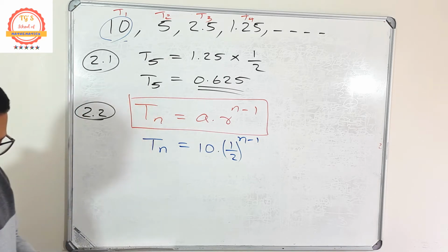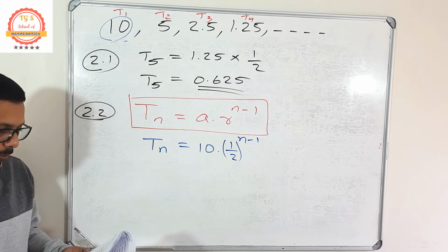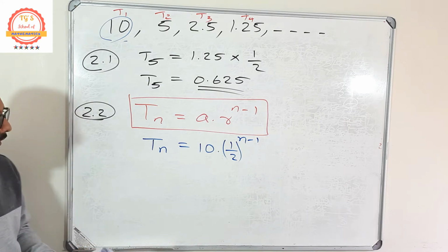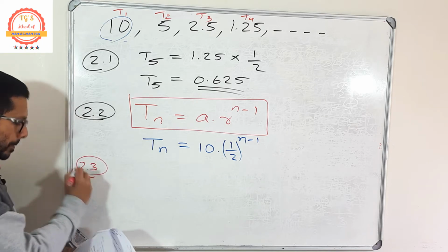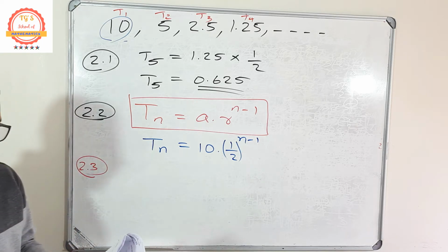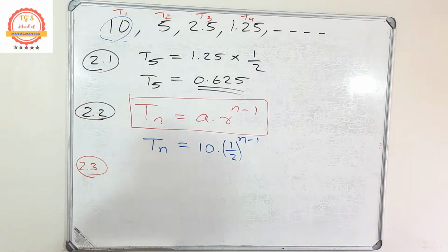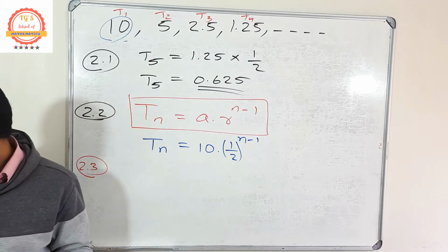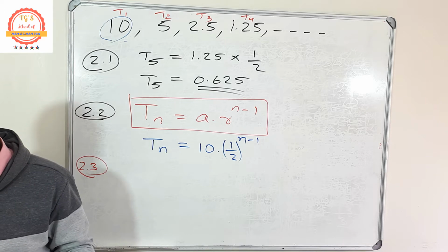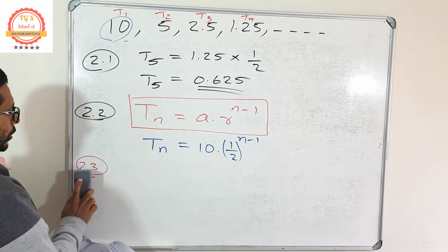Now let's go to the next question. Question number 2.3. Explain why the infinite series 10 plus 5 plus 2.5 plus 1.25 plus etc. converges.